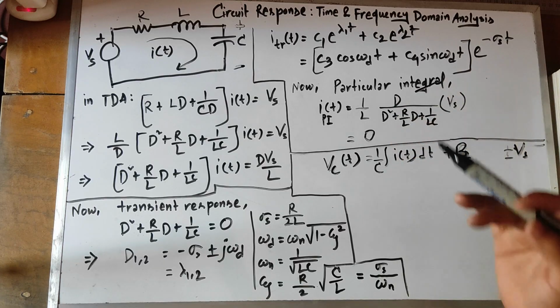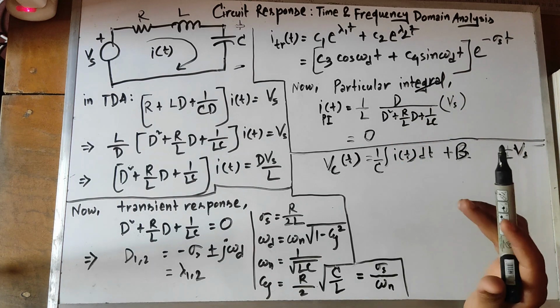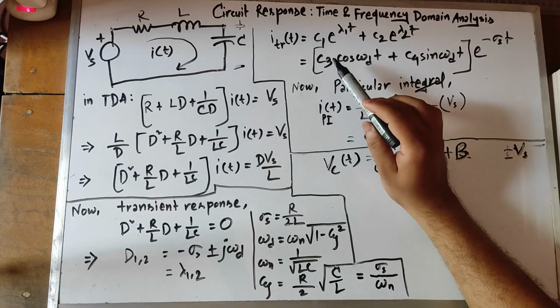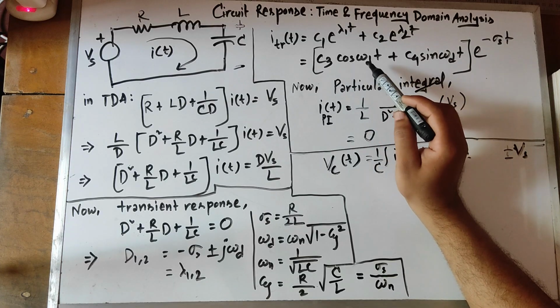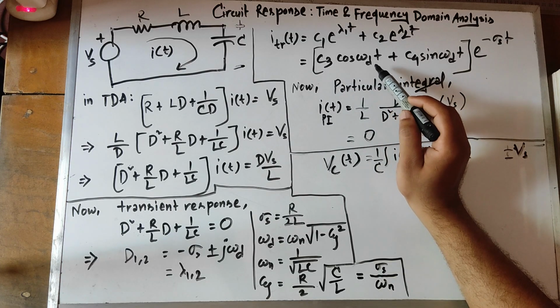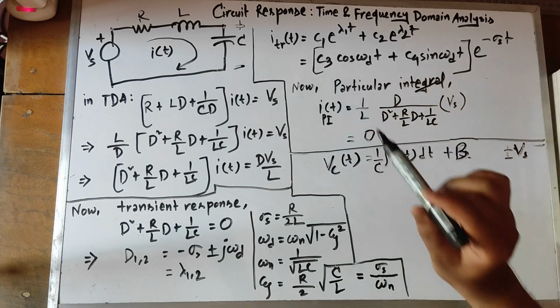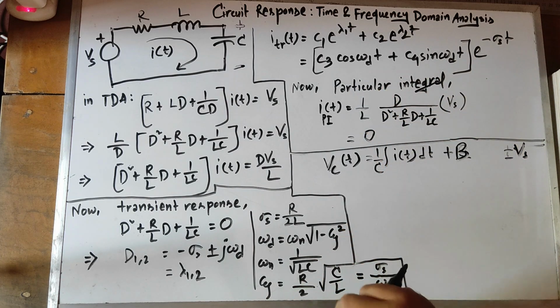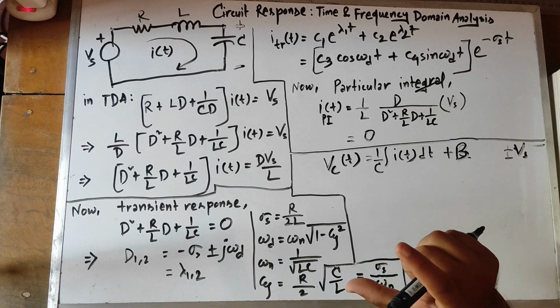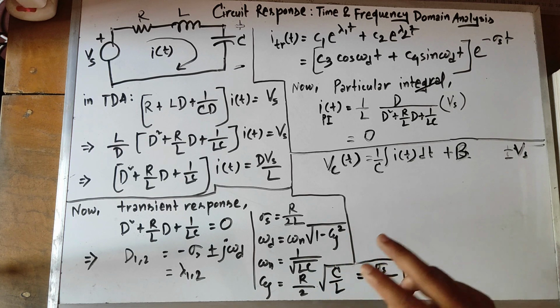At this point we can safely say that the arbitrary constant C3, which is always multiplied to cos omega dt, is always, without doubt, I0, the initial current through the inductor.